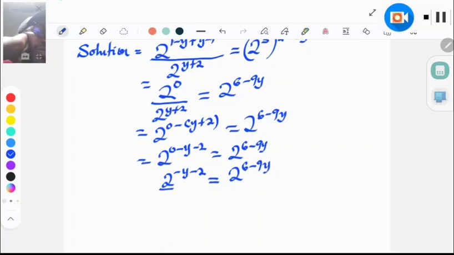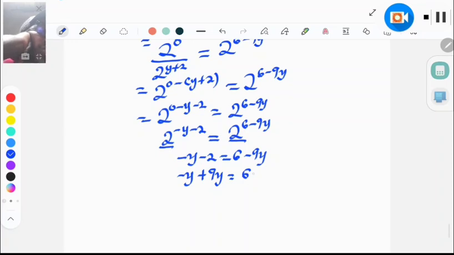So finally, base 2 equals base 2. We have minus y minus 2 equals 6 minus 9y. So we can collect like terms and say minus y. If negative 9y should come, that's positive 9y. We have 6. If negative 2 should go to the other side, we have plus 2. Negative y, that's minus y plus 9y is going to give us 8y equals 8. Then y equals 8 over 8 and y equals 1.